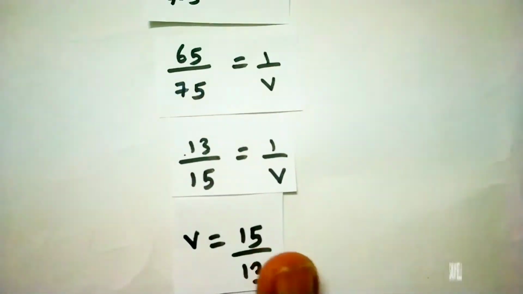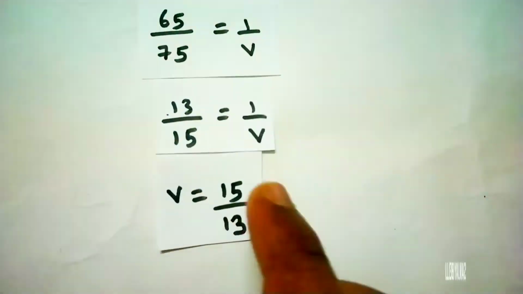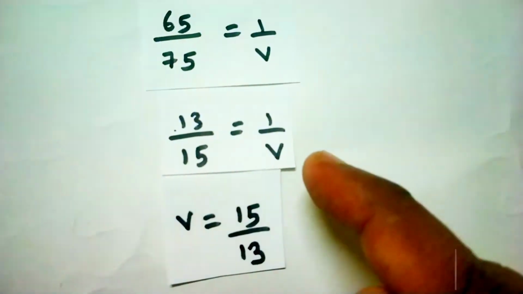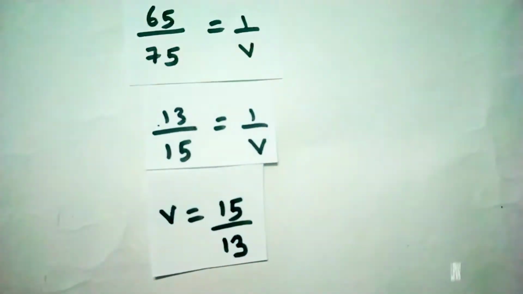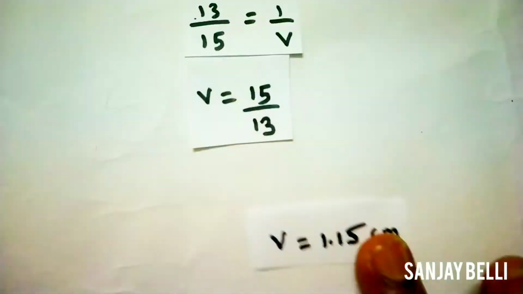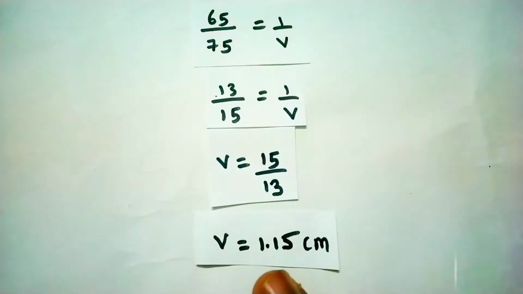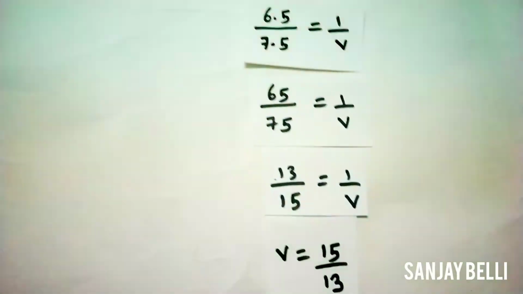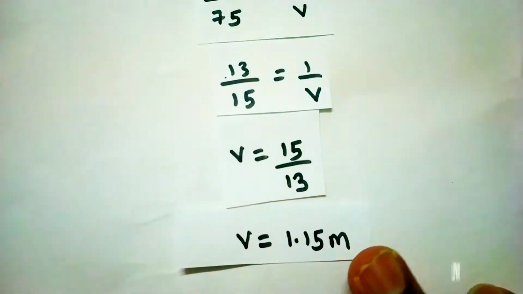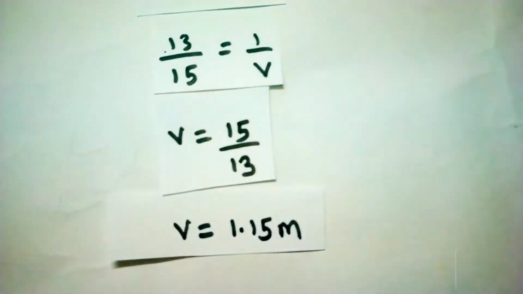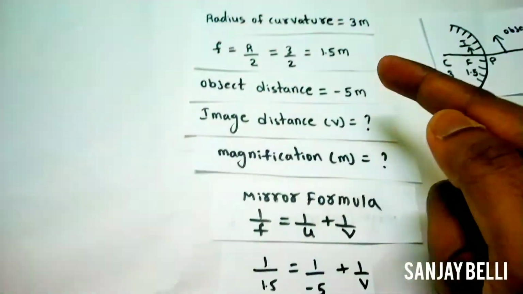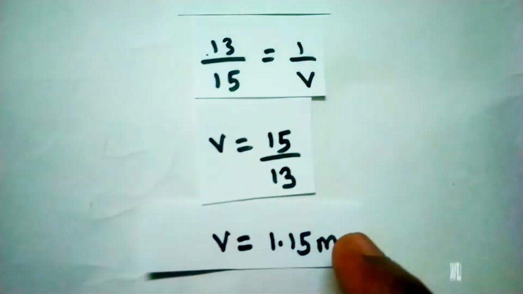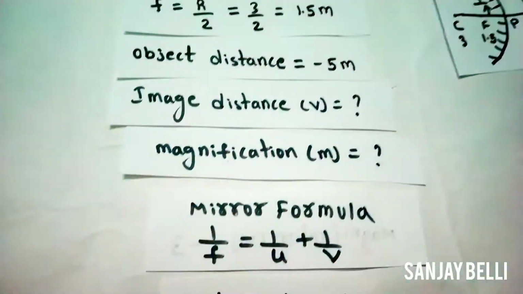15 by 13. Now you cancel using the 13 table, so 13 ones are 13, 2 remains, you keep the point and a 0. So V equals 1.15, it's not centimeters, sorry, V equals 1.15 meters. The V value, because our problem is in terms of meters, so your V value is 1.15 meters. Now we have to find the magnification.